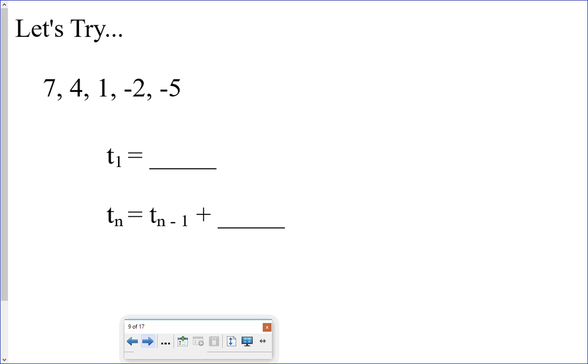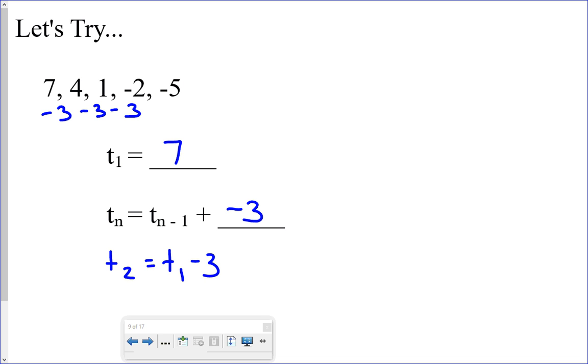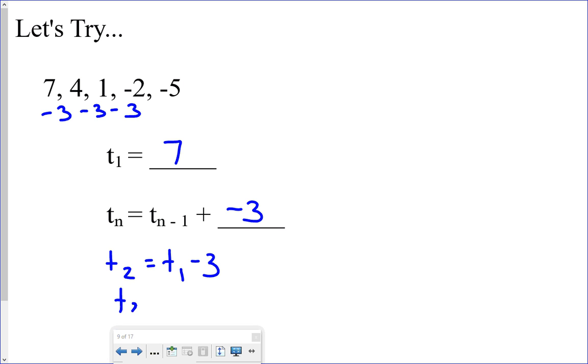So let's try, we're subtracting 3 to get to the next term. And so the first term is 7, and then we're going to add that common difference of -3. So let's just check. Does T2 equal T1 minus 3? Let's see. So does the second term equal the first term of 7 minus 3, which is 4? Yes, it does. And let's check another one.